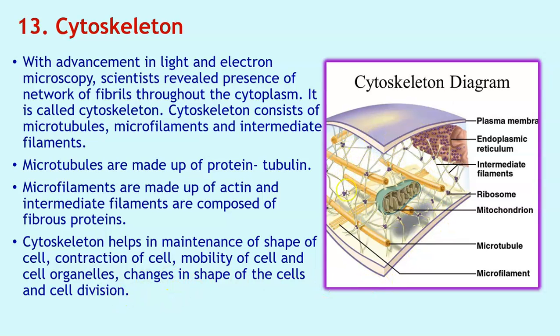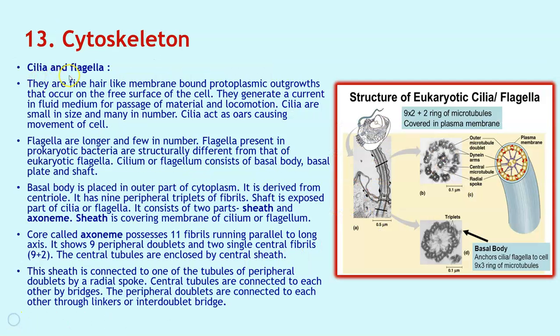So basically it forms a structure where the organelles are suspended. It also gives flexibility to the cell. It helps in contraction, helps in the mobility, movement of the cell and the cell organelles. Many eukaryotic cells also show presence of cilia and flagella. We know that these are used in locomotion.